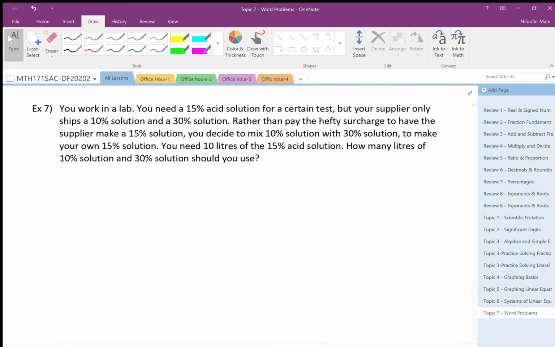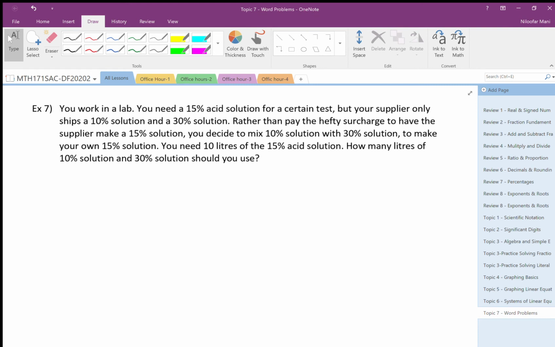So this question: you work in a lab, you need 15% acid solution for a certain test, but your supplier only gives you 10% solution or 30% solution. They don't have 15% solution. You have 10% and 30%. So rather than just pay more to get 15% and ask them to do it for you, you can do it on your own. You can mix a little bit of 10% with 30% to make 15%.